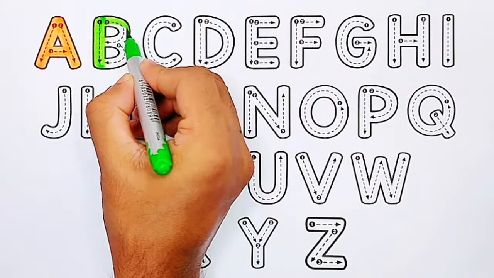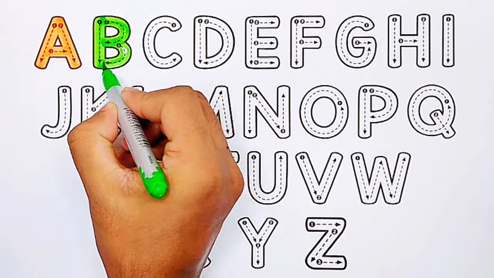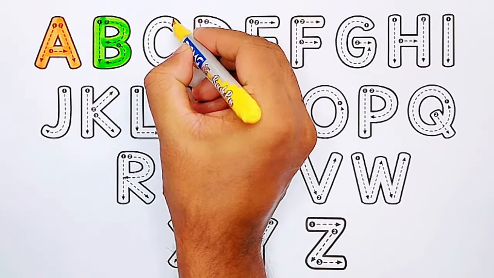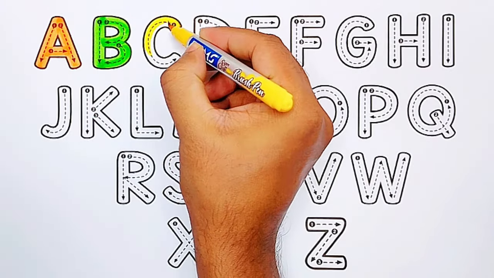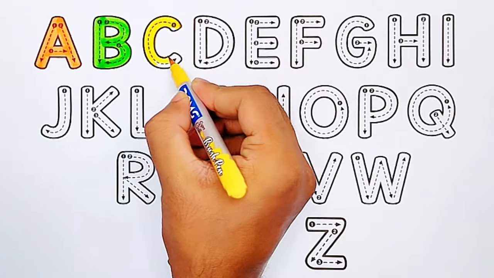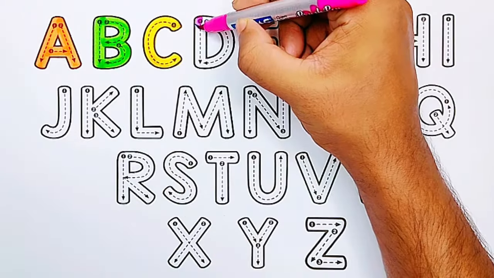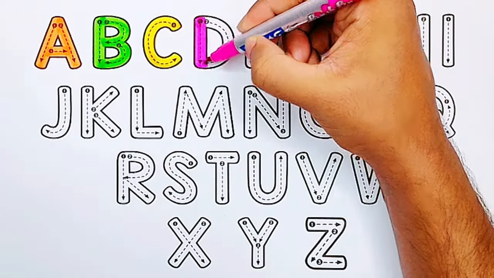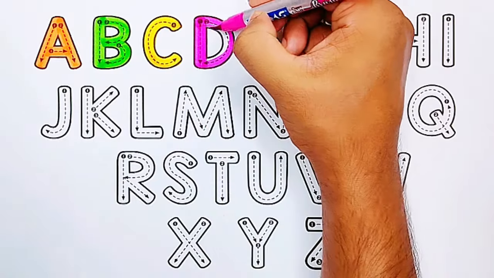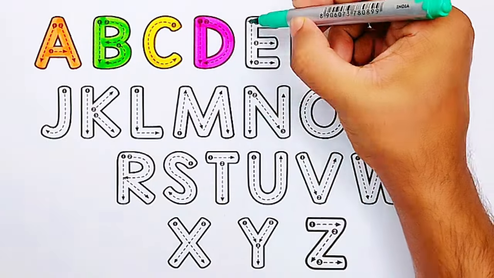B for balloon, B for balloon. C for cherry, C for cherry. D for diamond, D for diamond.